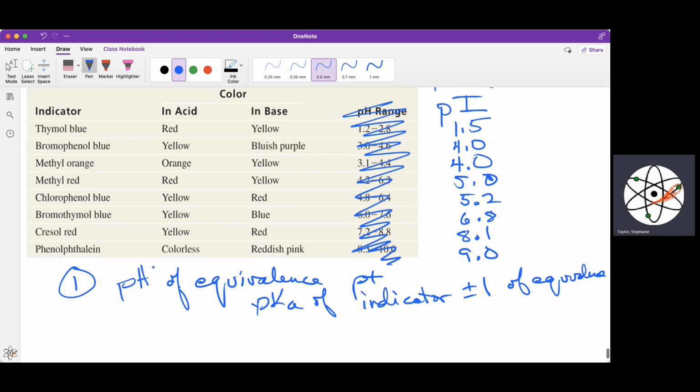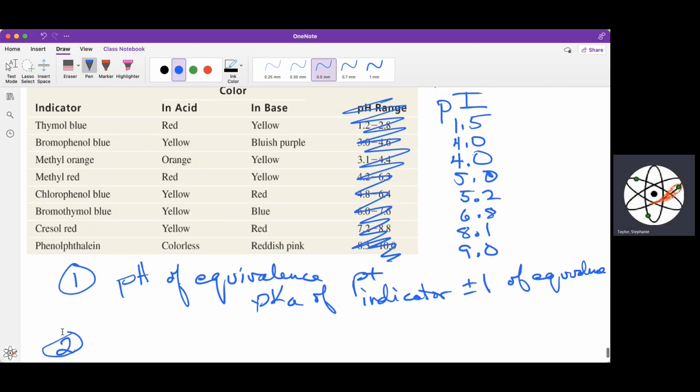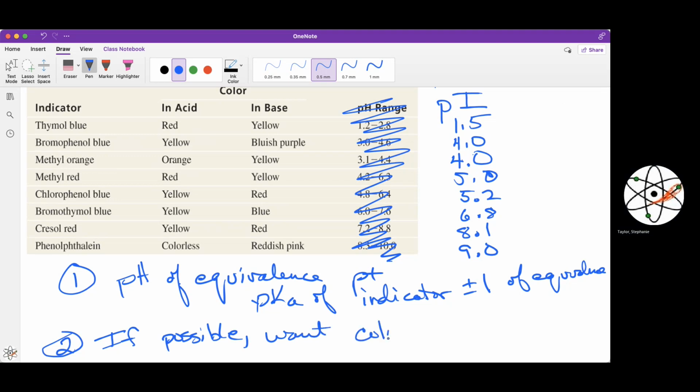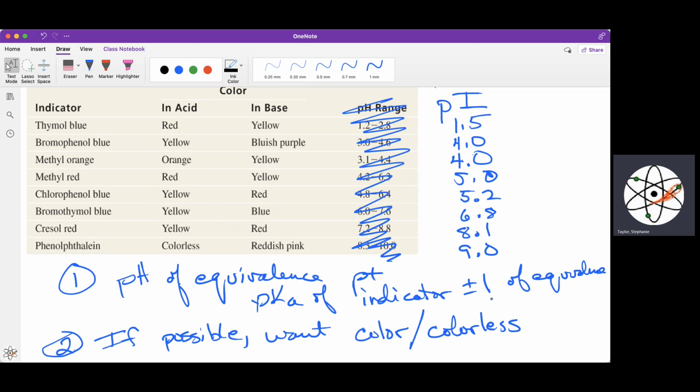The other thing that we also usually want, if possible, is we want it to go with a color to colorless, or vice versa. We want that sort of a transition. So we're going to do two examples using the information I have.